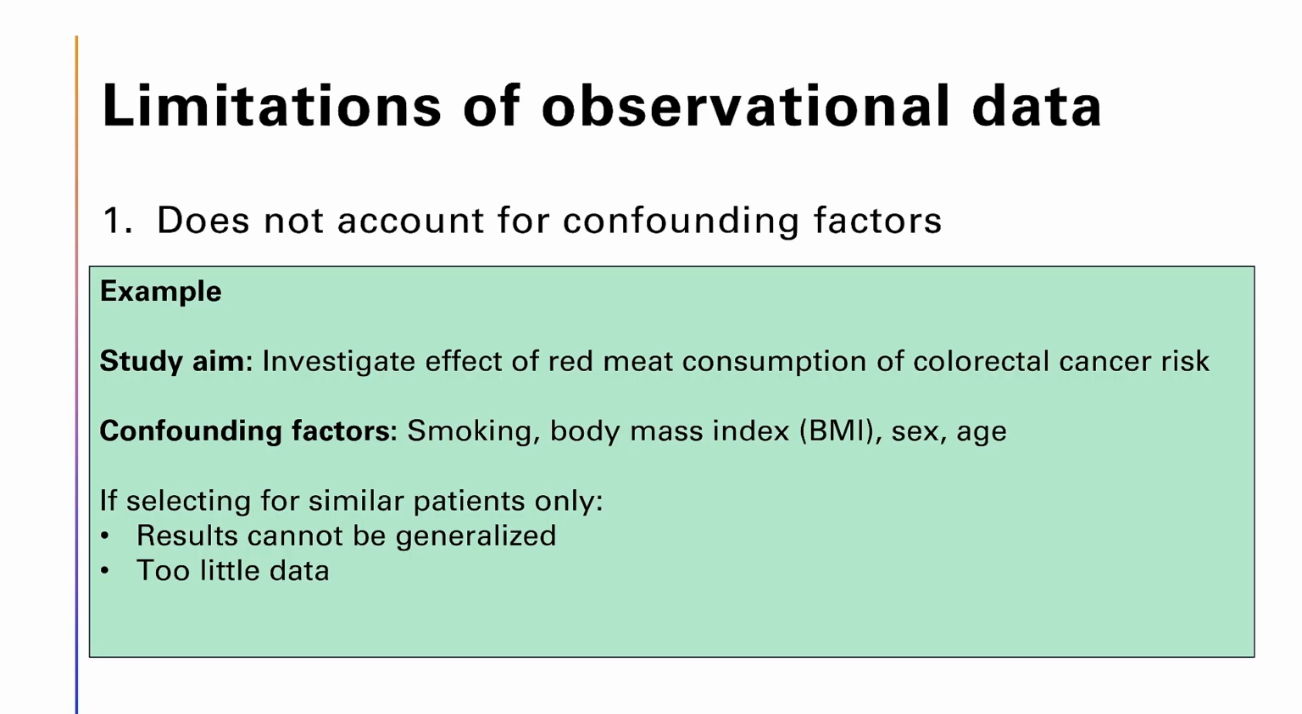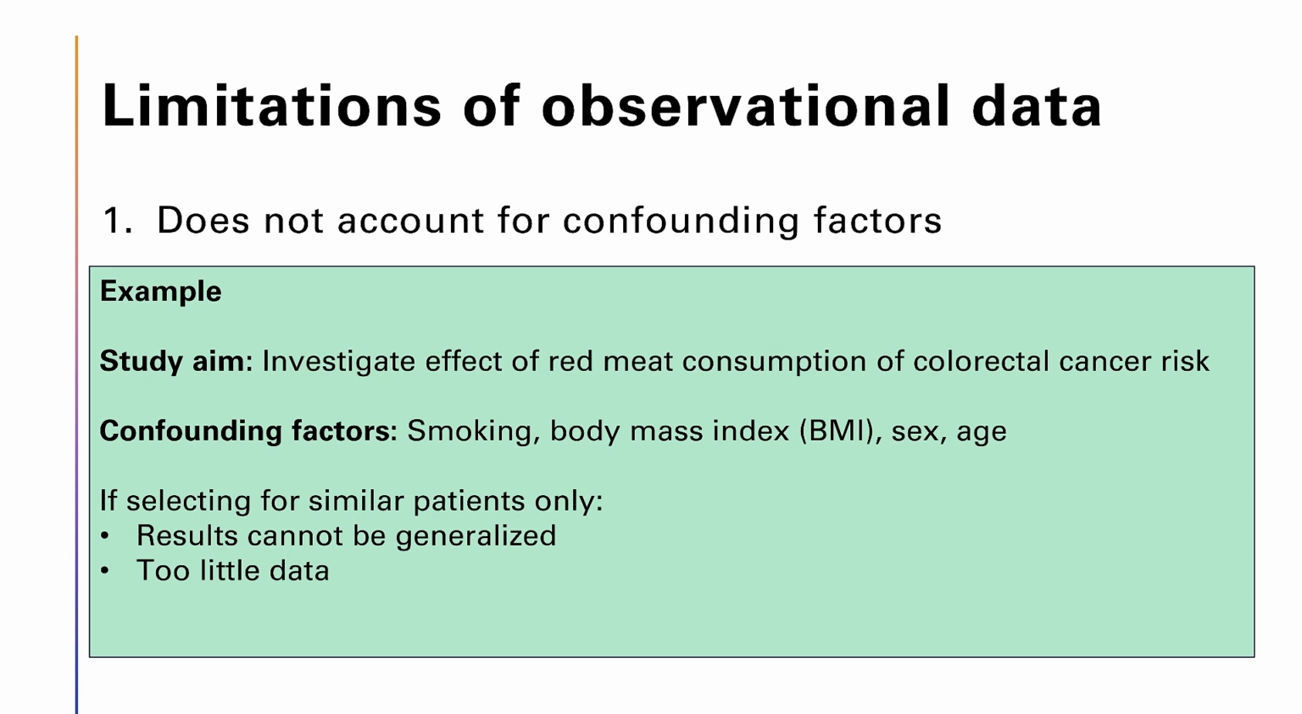In the previous video, we covered some basic statistical tests that we can use for hypothesis testing. However, in the real world, there are several limitations to conducting research based on observational data, such as cohort studies. Importantly, observational data does not account for confounding factors. Let's look at an example study where investigators want to see if red meat consumption affects the risk of colorectal cancer. Confounding factors could include smoking, BMI, sex, and many others.